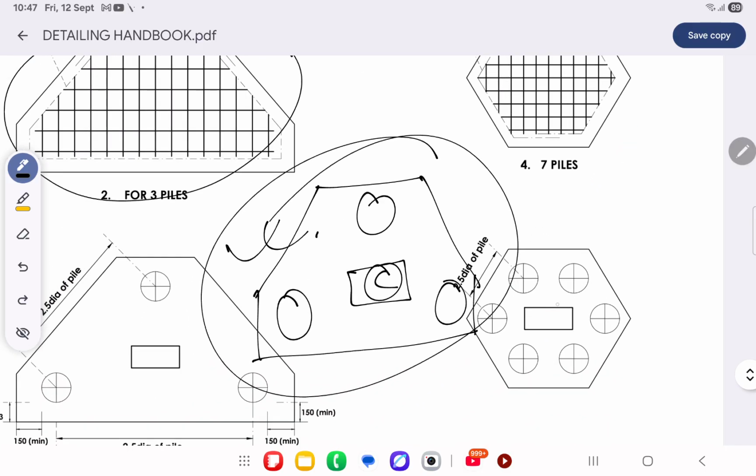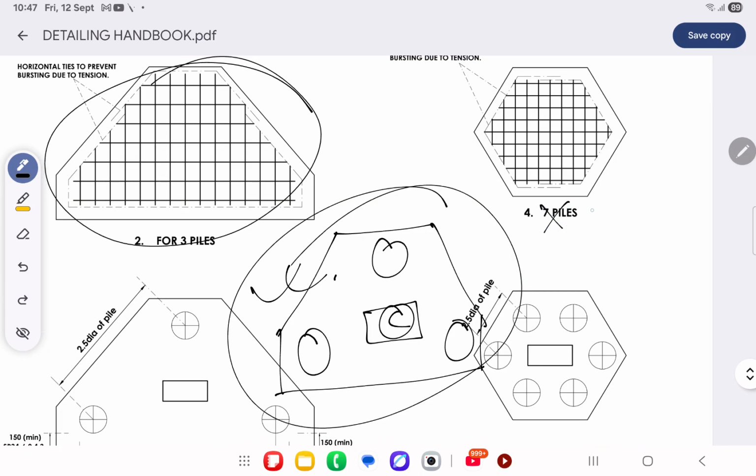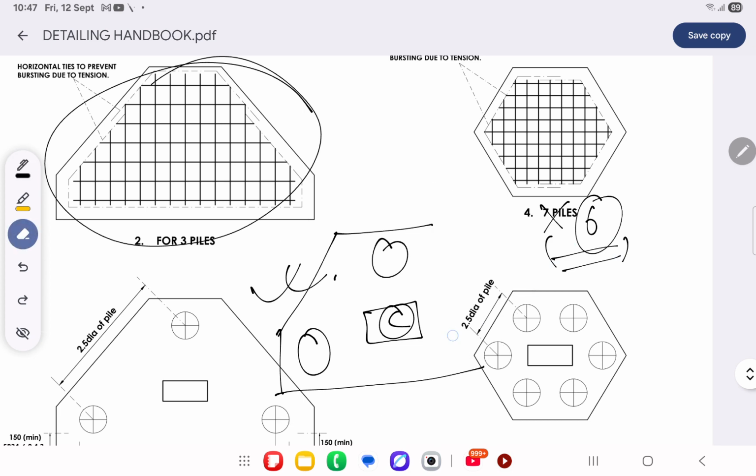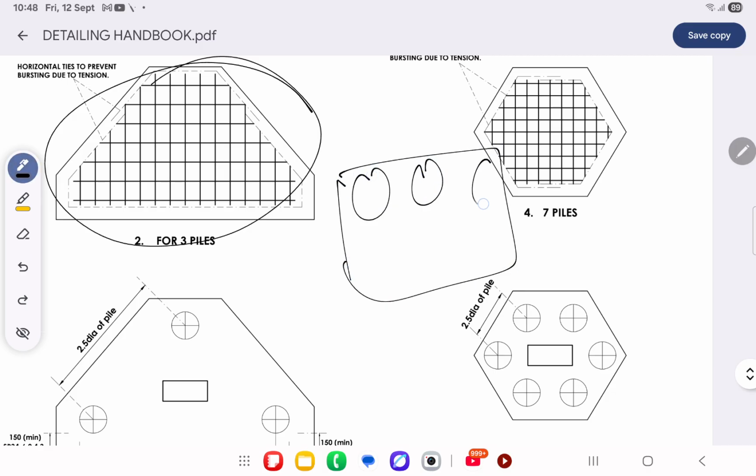Suppose you have 7 piles, then what will you do? Not 7, I'm sorry, suppose you have 6 piles to provide. What should be the shape of the pile cap? This is very necessary. If you ask many people what the shape should be when we are going to provide 6 piles, mostly they will say rectangular like this, 3 here and 3 here, with the column in between. But this is wrong.